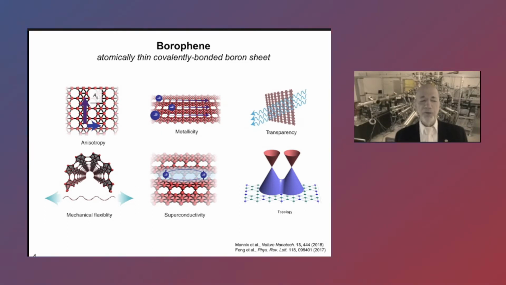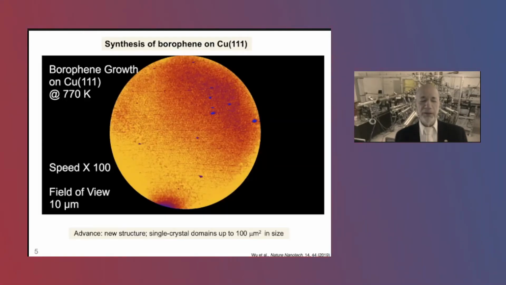Now, borophene was predicted to show anisotropic electronic transport, high metallic conductivity, optical transparency, mechanical flexibility, and superconductivity with high temperature, which could be modified by tuning the structure. But to employ these fantastic properties, one needs to master the experimental synthesis of borophene. And now comes the entertaining part. This is a movie of growth of borophene on a copper 111 surface.